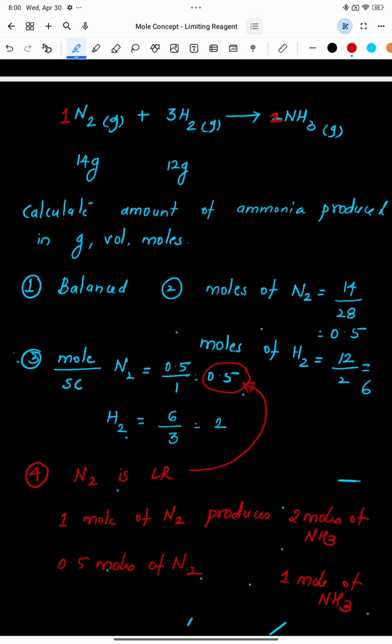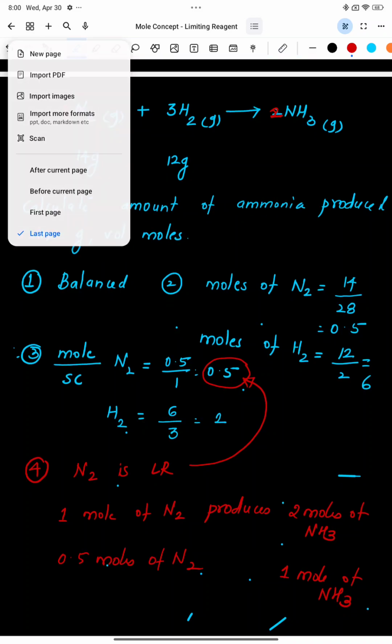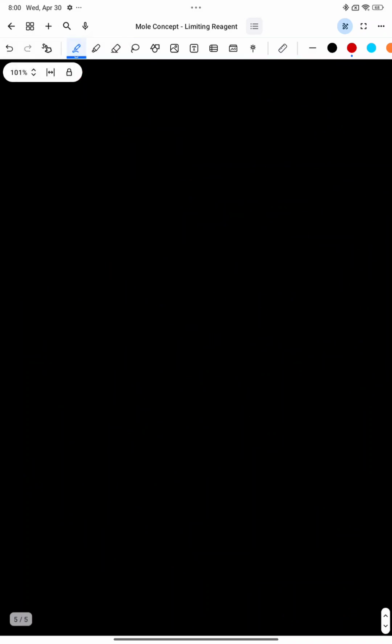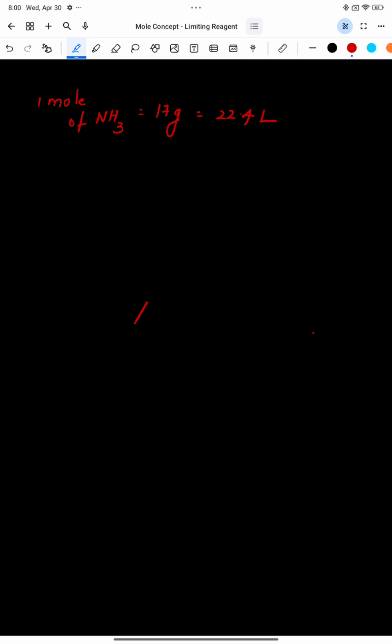And if we want to find it in terms of grams and in terms of volume, 1 mole of ammonia is 17 grams and 22.4 liters. So that is how we use limiting reagents.